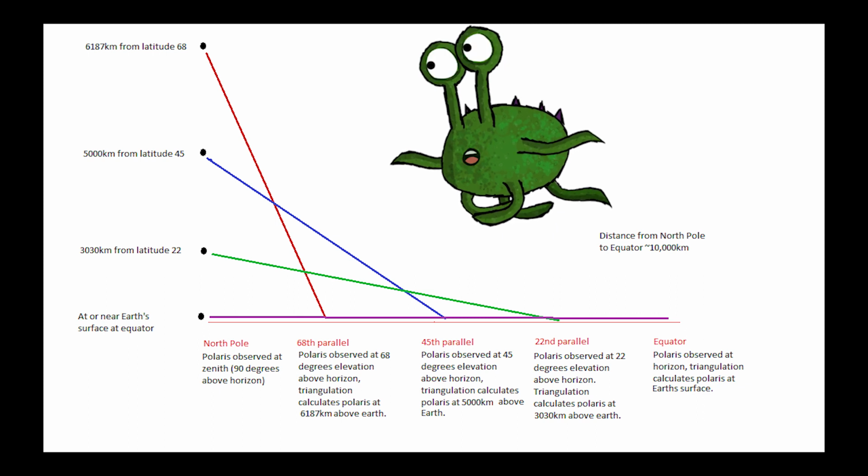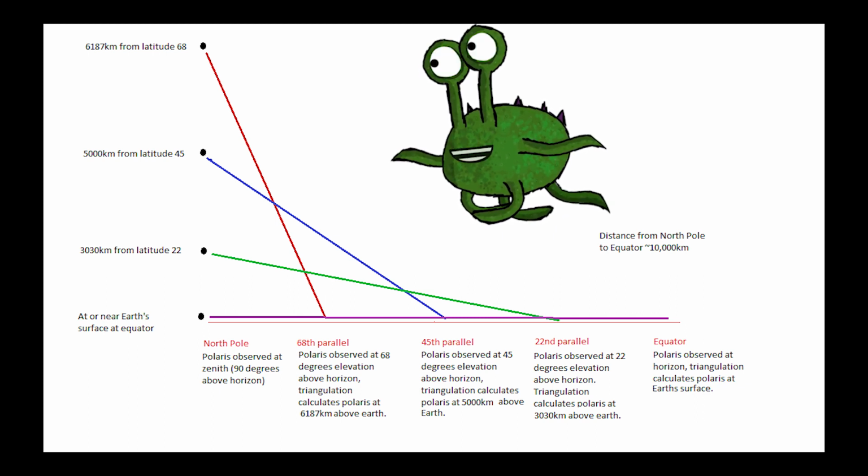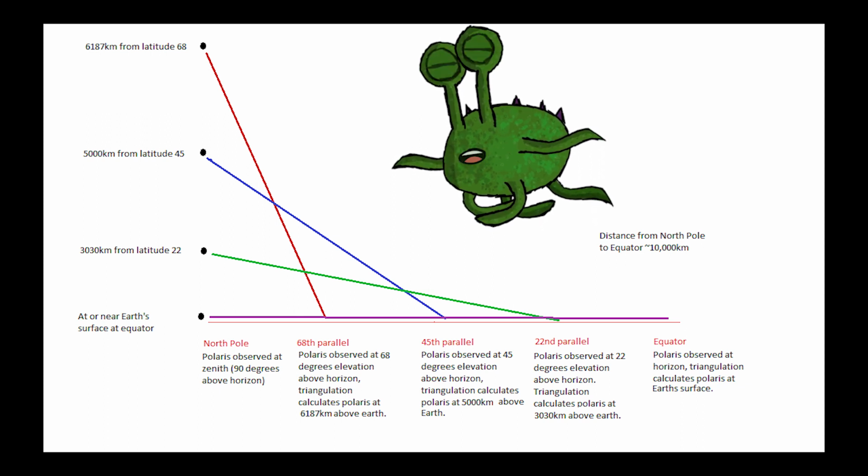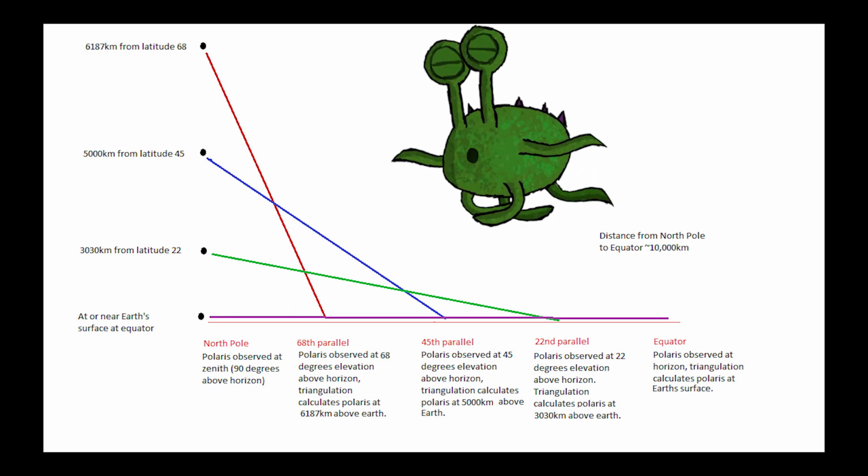Which is it? Are the angles due to Earth's curvature as we expect them to be, or does the distance of Polaris from Earth change for each observer? Please let me know your thoughts in the comments section.